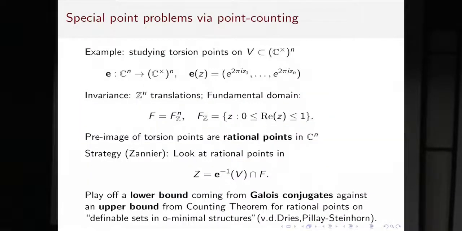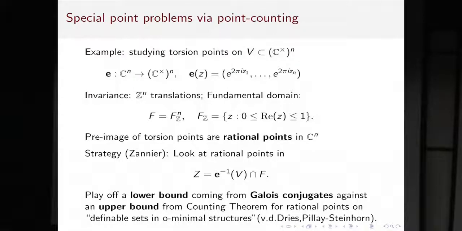But I want to mention briefly the approach to these problems via point counting, in order to get back finally to functional transcendence analogs. This is a strategy which was proposed by Umberto Zannier in the context of Manin-Mumford, giving a new proof of Manin-Mumford. I've renormalized the exponential function. Now I made it e to the 2 pi i z, so that the pre-images of torsion points are now rational points.